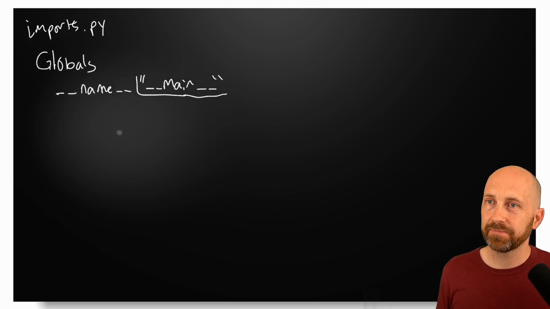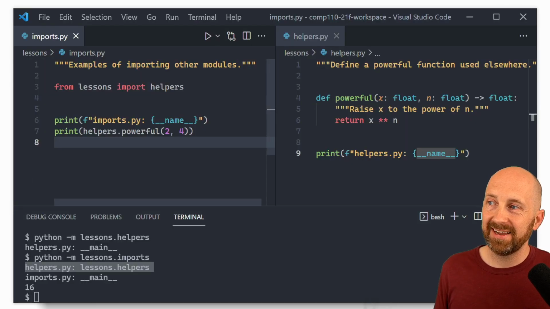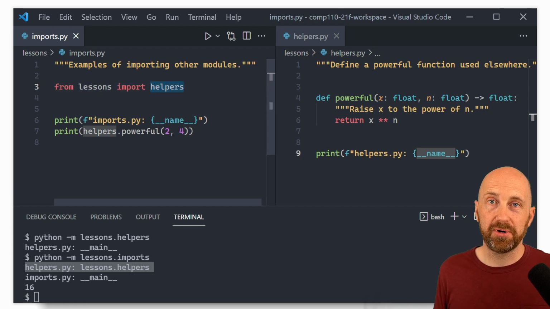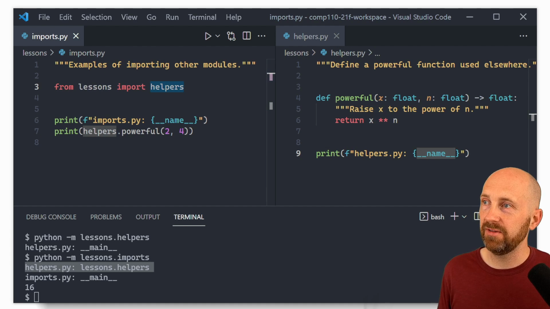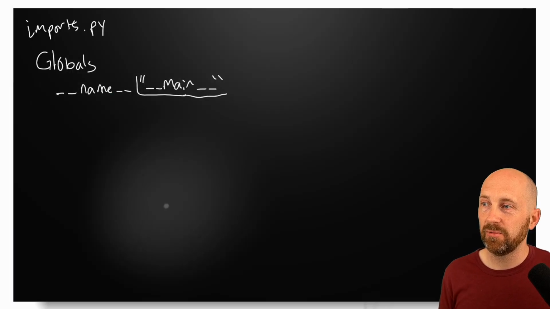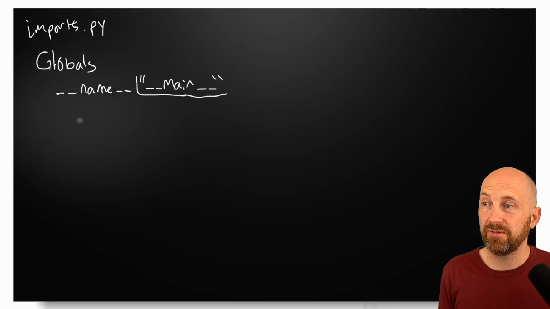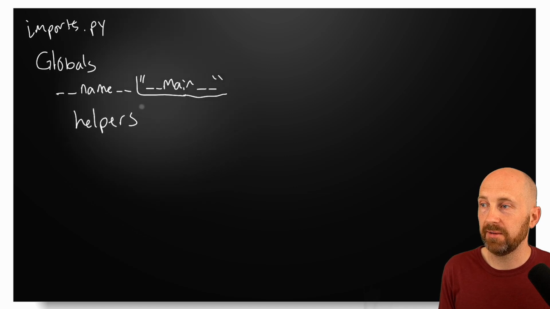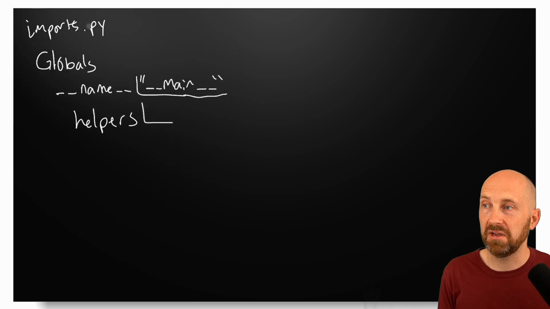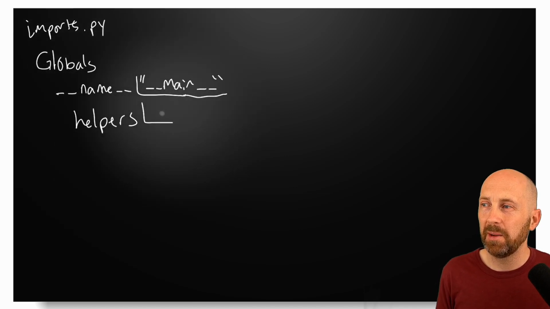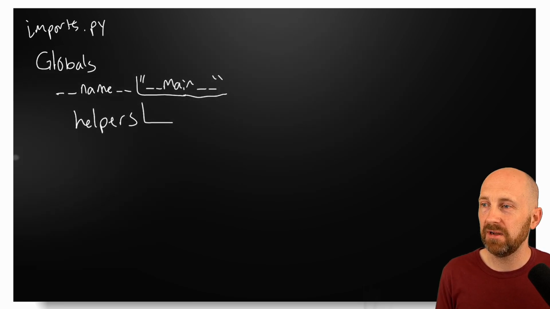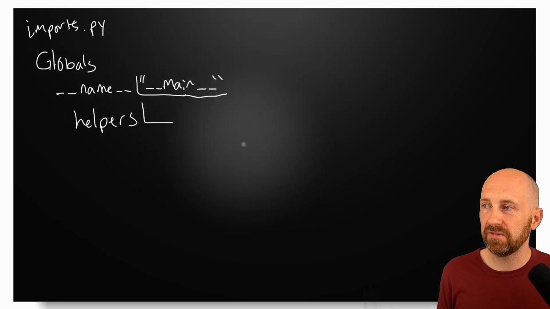And then on line 3, we reach this import statement. And we're setting up the name helpers in our global space. Right? So when we import something, whatever we import is going to be added to the scope that we're currently in. And currently we're in globals. So helpers is being established as a name in imports.py's globals. But what is it bound to? What do we do next?